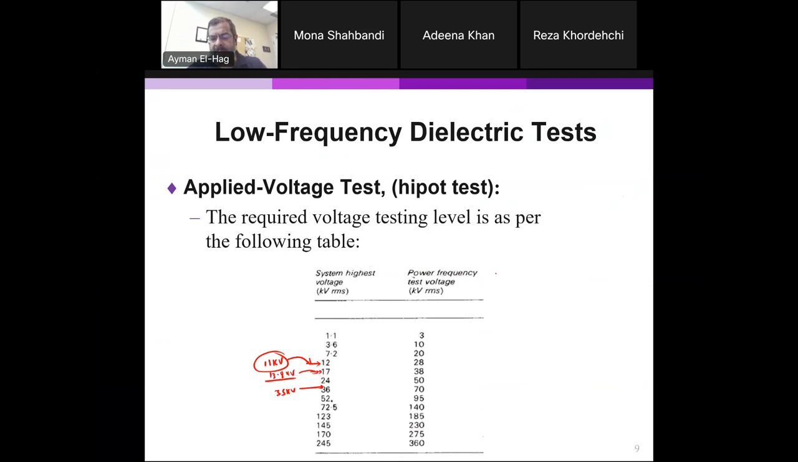Now here is the power frequency test voltage level. So if you are at a 12 kilovolt system, you apply 28 kilovolt for 1 minute, and the transformer has to withstand that. If it is a 13.8 kV transformer, you have to apply 38 kilovolt, and you have to wait, and so on and so forth.